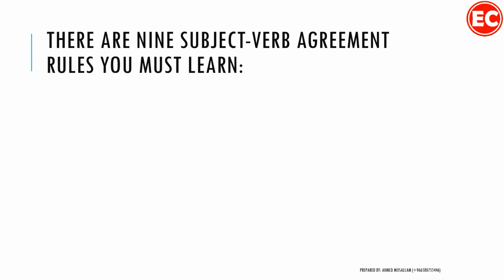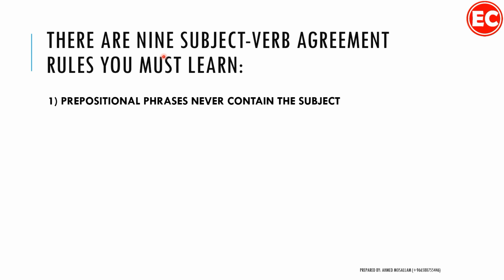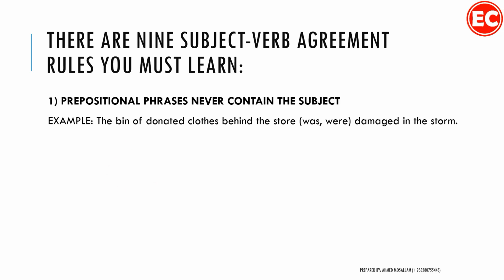Okay, let's have a look at the rules that we have for subject-verb agreement. As you see here, there are 9. We'll take some in this video, and the rest will be in another video. The first one, I think you're aware of it now: prepositional phrases never contain the subject. You cannot have the subject from the prepositional phrase. In that example here, what shall you do? Yes, eliminate, look past the prepositional phrases first. Cancel them from the sentence.